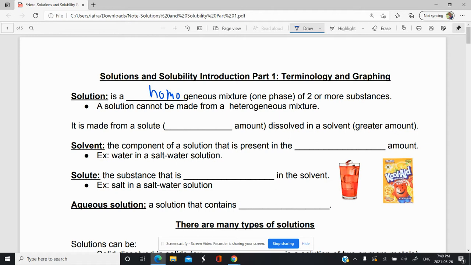And we saw that you have a solute that's present in the smaller or smallest amount, and then also a solvent present in the greater amount. The solvent's the one that does the dissolving, and the solute's the one that is dissolved. The solvent is in the larger amount, and the solute is a substance that is dissolved in the solvent. It's present in the smaller or smallest quantity there.